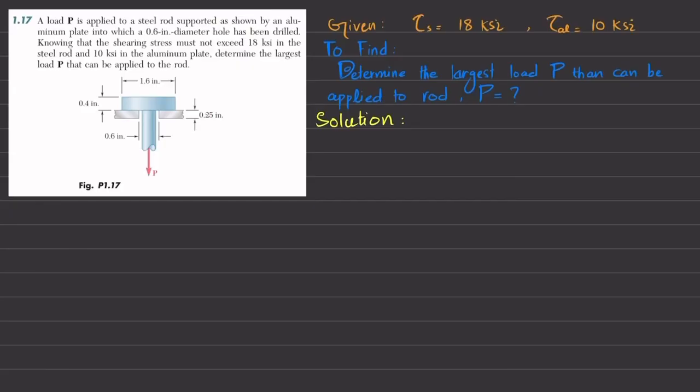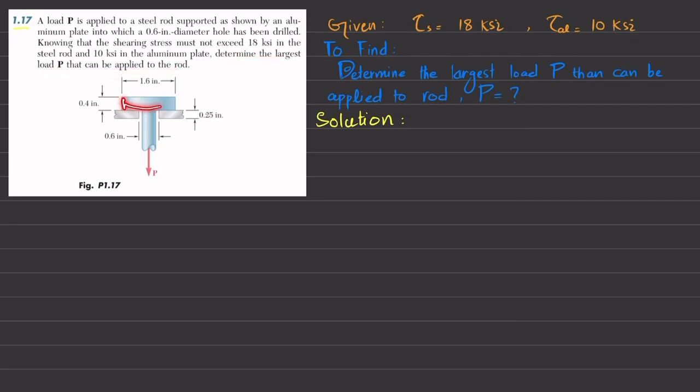Welcome back. Problem 1.17. So statement is a load P is applied to steel rod supported as shown by aluminum plate into which 0.6 inch diameter hole has been drilled. Knowing that shearing stress must not exceed 18 ksi in steel rod and 10 ksi in aluminum plate, determine the largest load P that can be applied to the rod.